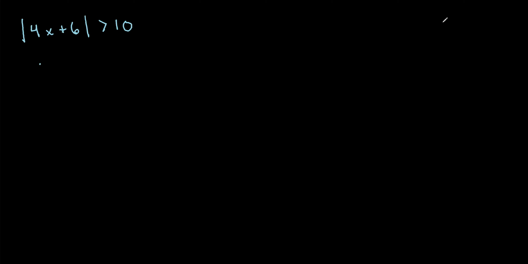So the way that we do that is we write 4x plus 6 is greater than 10, and we'll solve for x. But then we also write 4x plus 6, and we flip the sign. So instead of greater than, we say less than, and instead of a positive 10, we make it a negative 10. So we'll solve for x for each of these expressions.